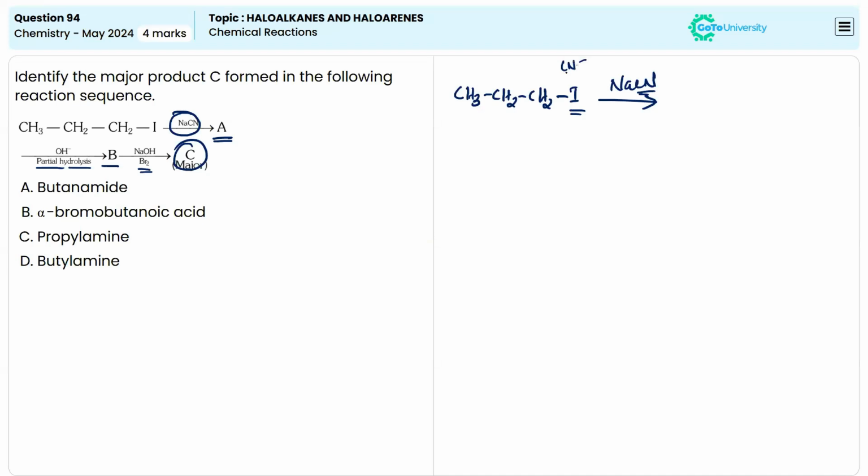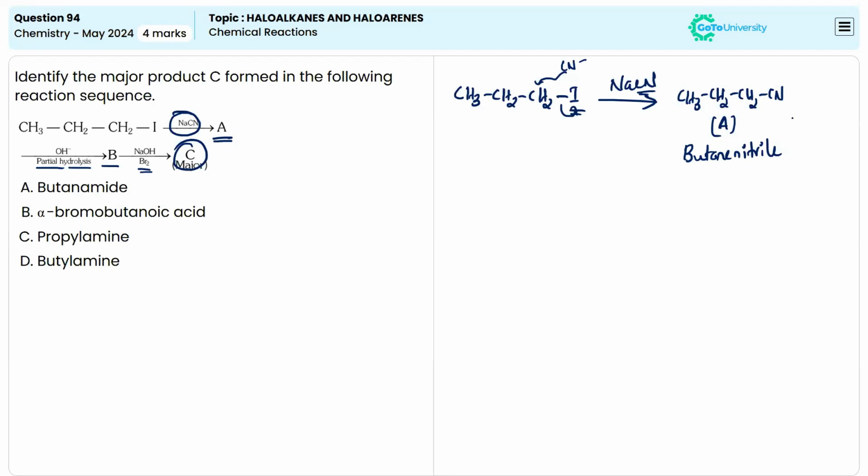When the CN minus attacks this carbon, the iodine will be removed and they will produce CH3, CH2, CH2, CN. This is called propane nitrile, because they contain 4 carbon atoms. Sorry, not propane, butane nitrile, because 1, 2, 3, 4, there are 4 carbon atoms. So A is butane nitrile.